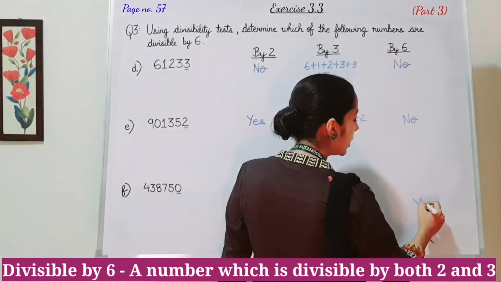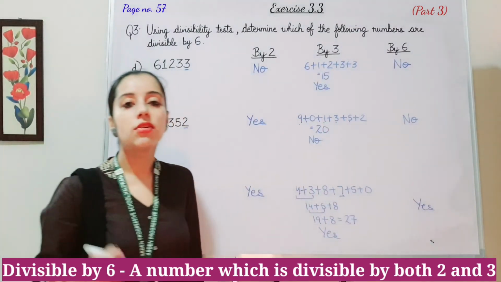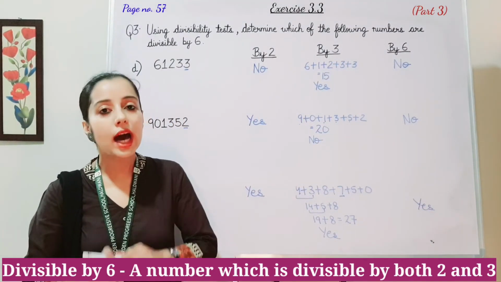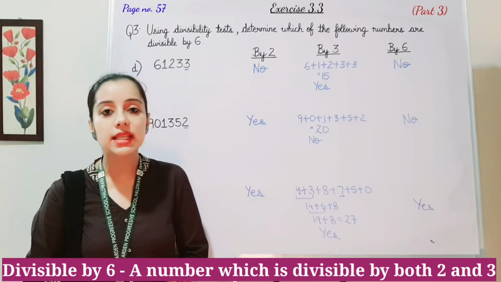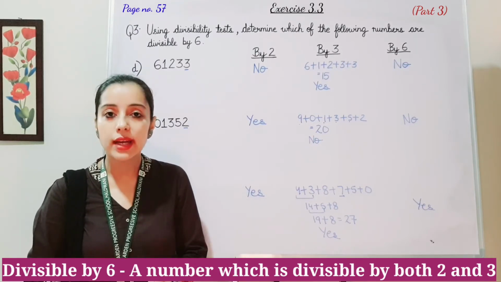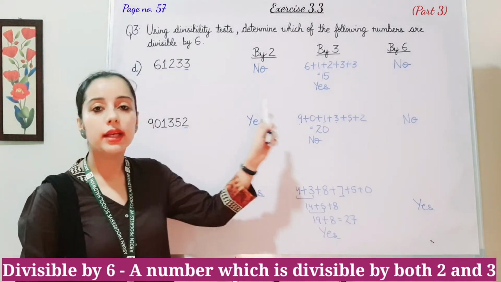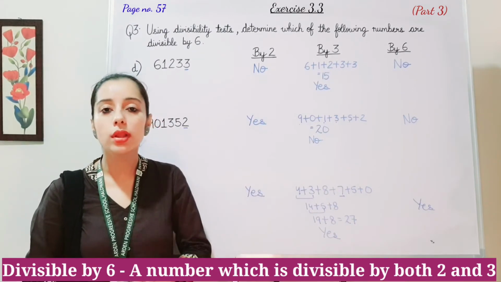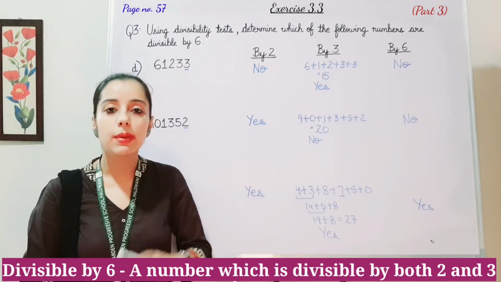So right here, yes. So students, remaining parts will be a homework. You have to find out divisibility by 6 in the same way. First you will find out divisibility by 2, then 3. If they are divisible by both, so yes, they will also be divisible by 6.